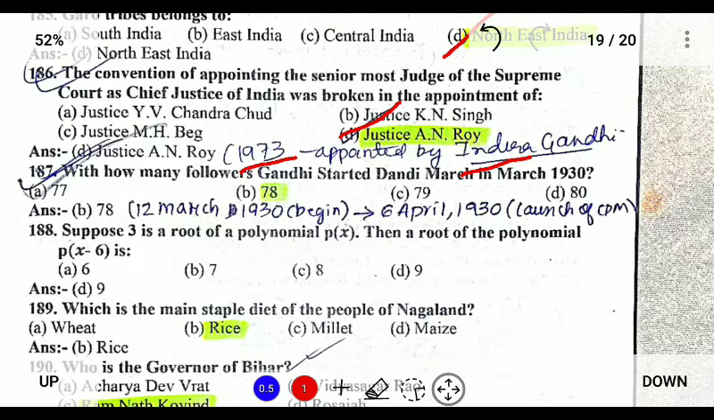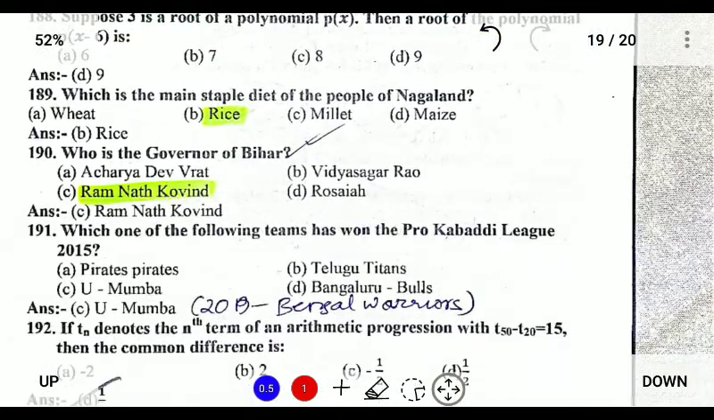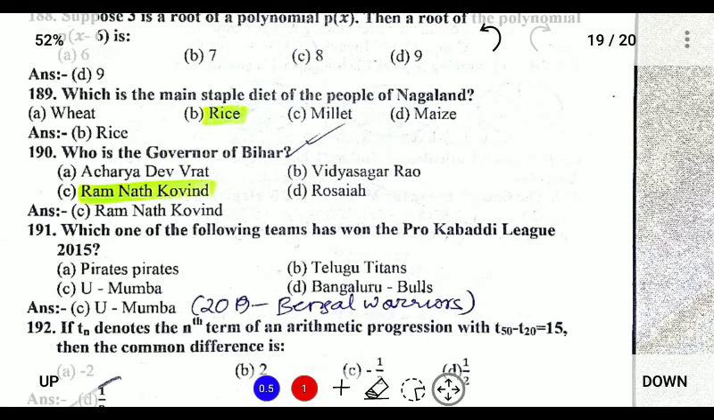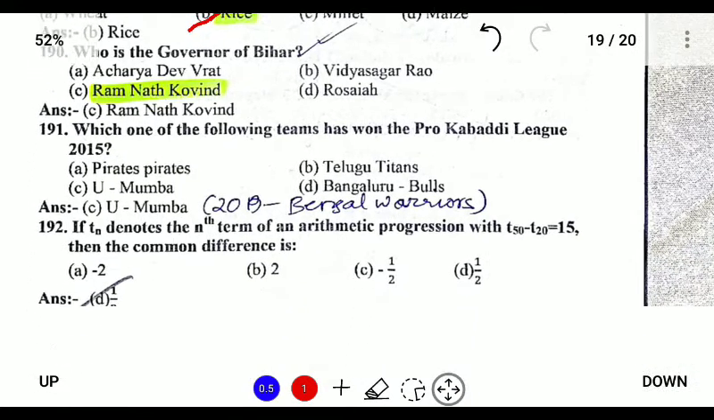With how many followers did Gandhiji start the Dandi March on March 12, 1930? So it consisted of 78 followers, and the Dandi March started on 12 March and finished on 6th of April, where Gandhiji formally announced the launch of civil disobedience movement. What is the main staple food of the Nagas? That is rice. The governor of Bihar is Ramnath Kovind. He is not the president of India.